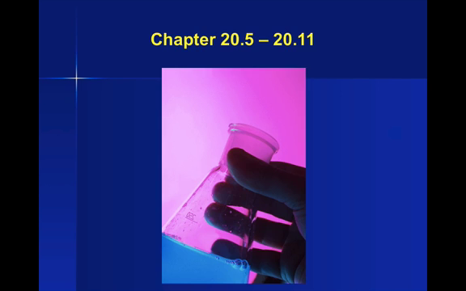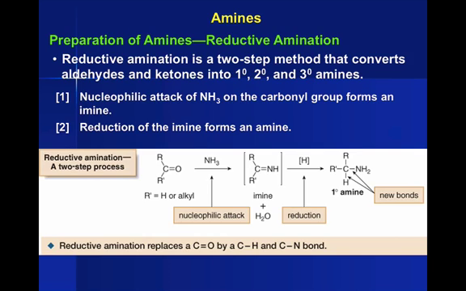But we're going to continue on into chapter 20, which is talking about amines. We've already talked a little bit about how we can make amines, right? We've talked about the Gabriel synthesis. What's the Gabriel synthesis good for? Primary amines. It's very selective for making primary amines.